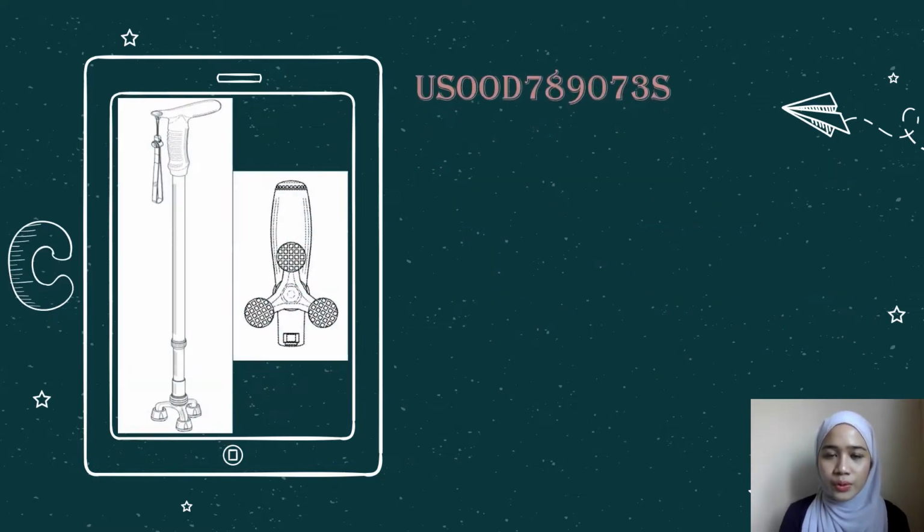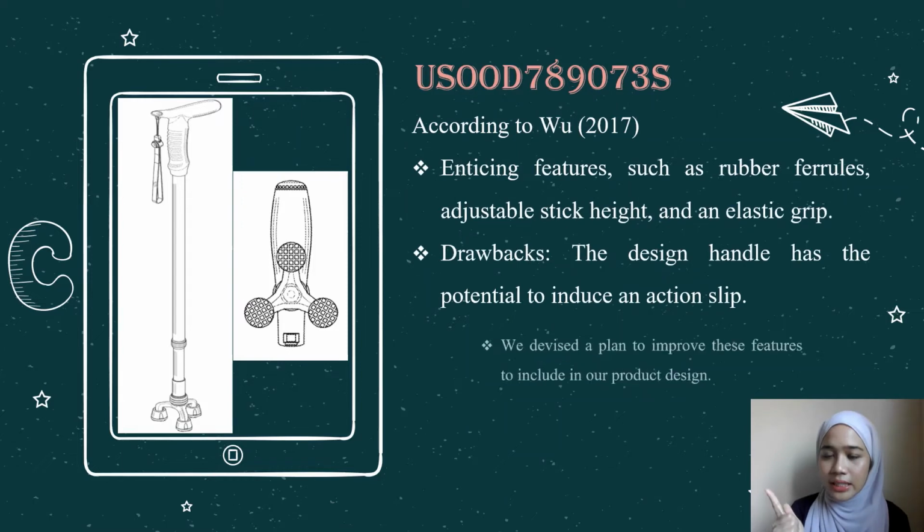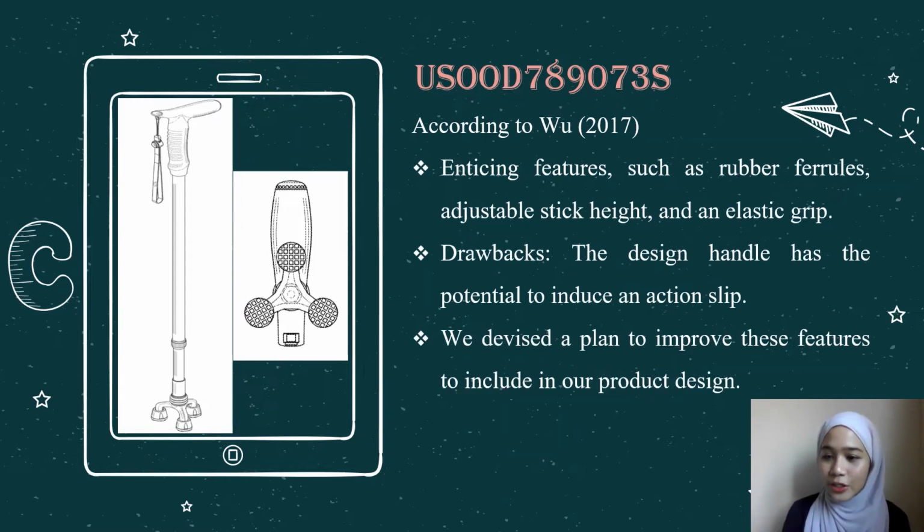Next is Wu that invents rubber ferrules, adjustable stick height, and elastic grip attached to the grip handle. We devised this invention to improve it and include it in our product design. Always, reviewing concept is a good idea. I guess that's all from me and I will pass the next session to HALIZA.